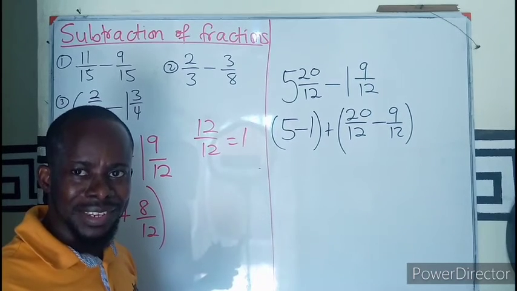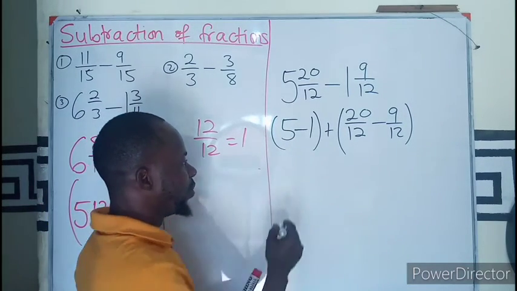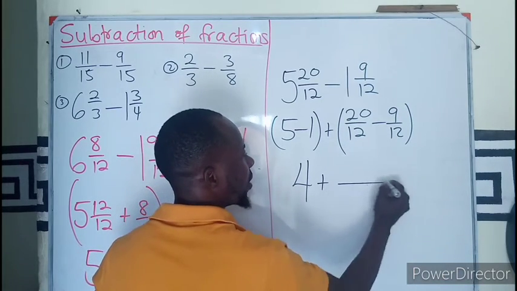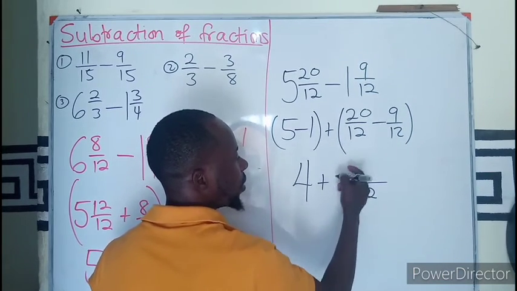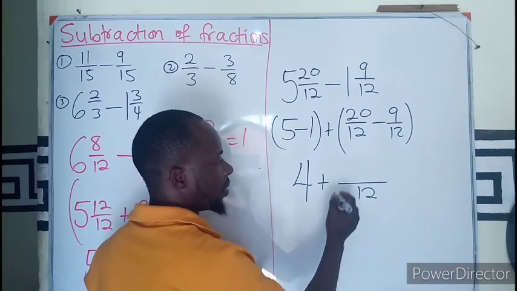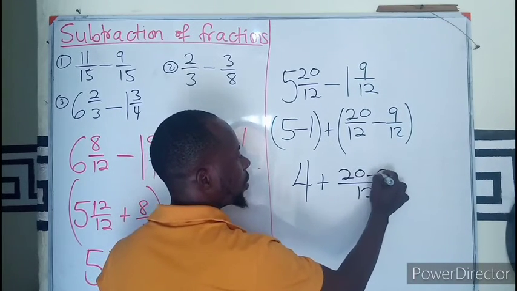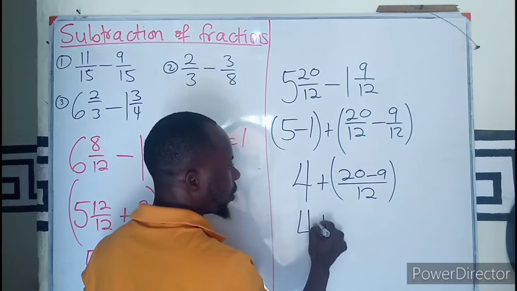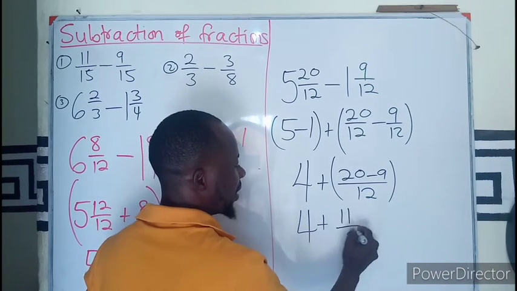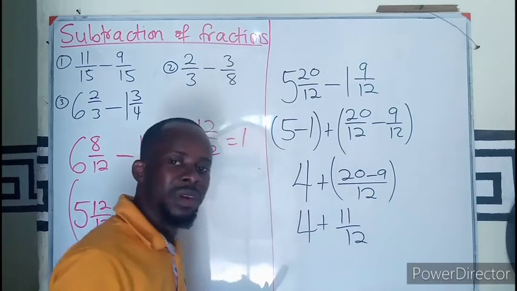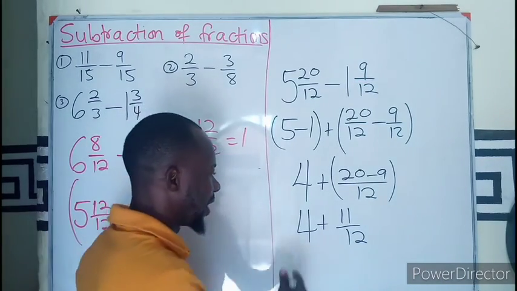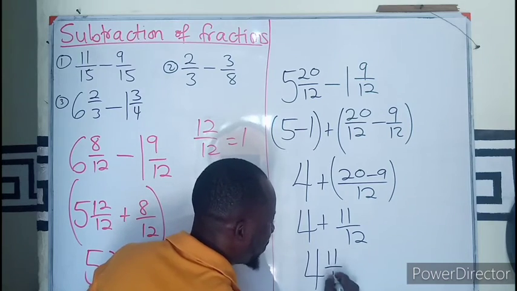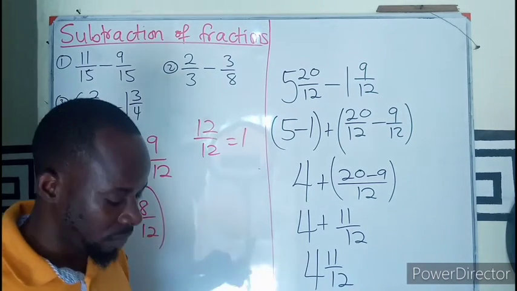Am I communicating? So this is going to be 4. This is going to be 12. This minus this. So 4 plus 11 over 12. 4 as a whole number here is going to be 4 whole number, 11 over 12.